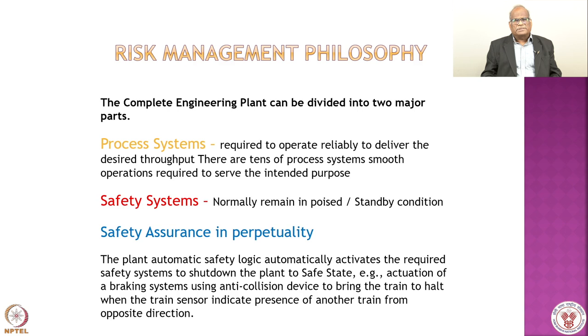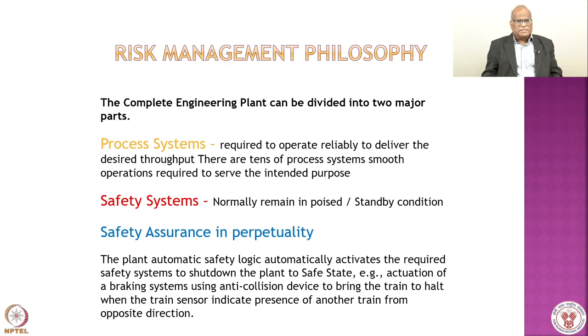Risk management philosophy. Any process system or system that we build, the system's complete structure can be divided into two parts: process system and safety system. The process system is required to run the system to provide the intended service. So they are called process system. The safety system, if any deviation or problem is there in the system, corrects it and brings the system to the safe state. Then whatever actions are required are taken, and this system is started back again. So the safety system takes care, as the name suggests, of the safety of the plant. The process system takes care of throughput or the services that it is providing. The safety system remains on standby, and the process system keeps working continuously till the plant is in the safe domain.